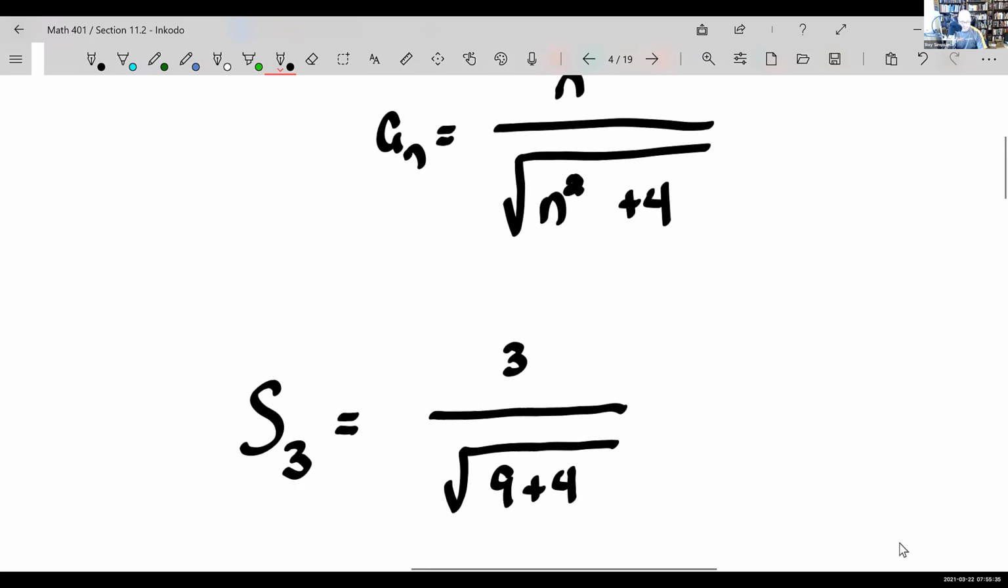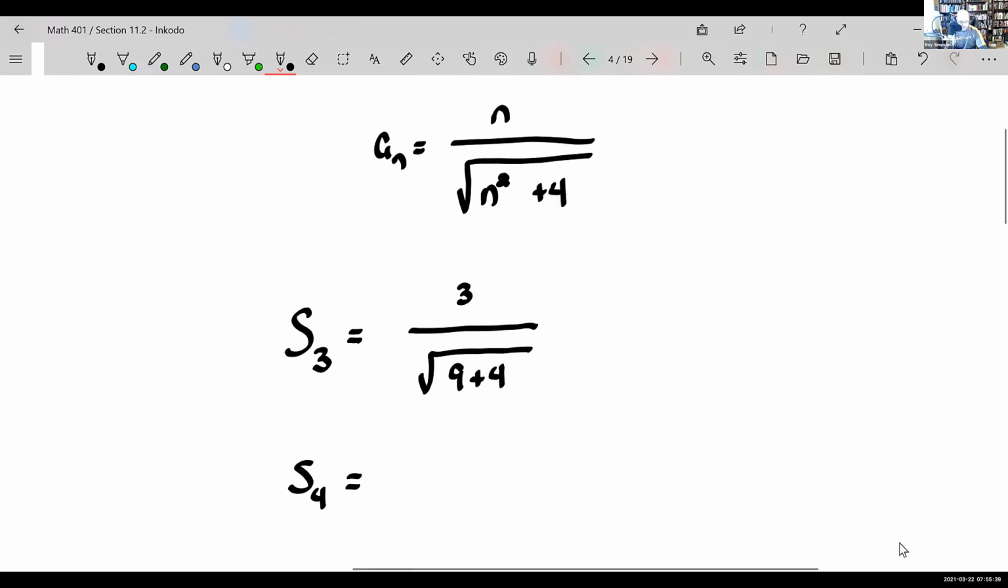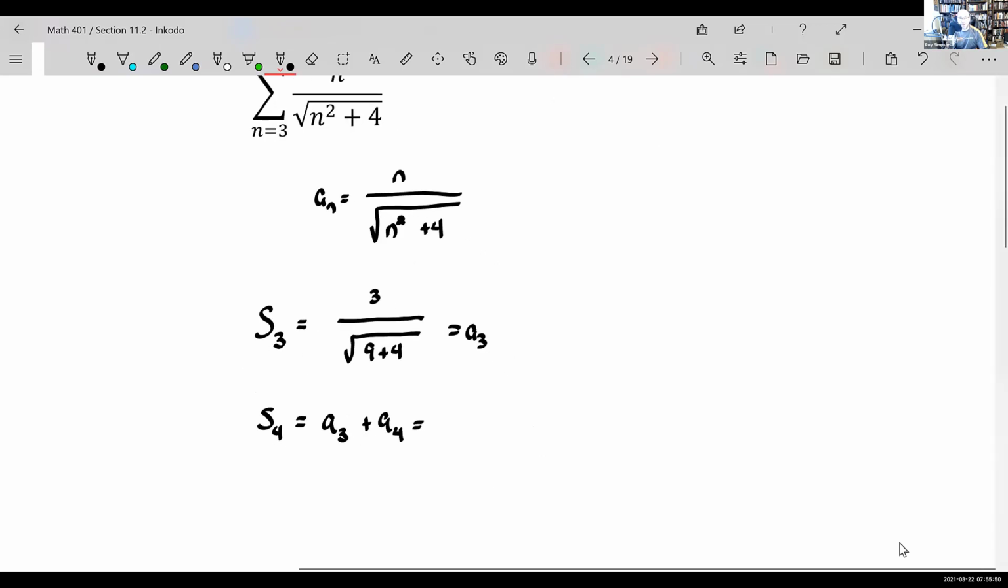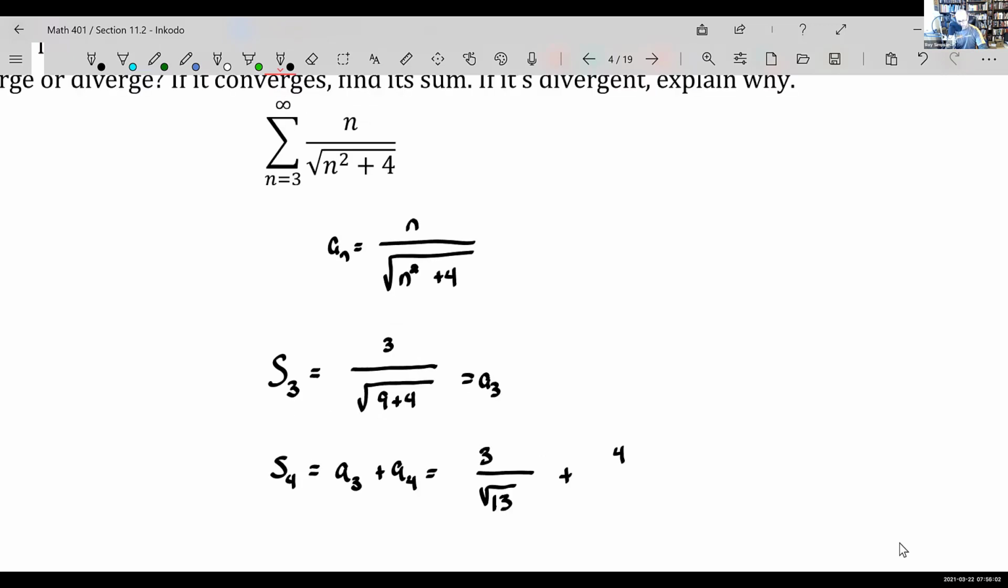So this S sub 3 is just going to equal A sub 3 itself. I should probably write that in. And S sub 4 is just going to be A sub 3 plus A sub 4. Again, because our sequence is not defined to start at 1. So just be careful about that. Not a huge deal. People usually don't have an issue with that. But so we knew that A sub 3 is 3 over root 13. I'm just going to write it that way. Plus A sub 4 is 4 over root 16 plus 4, or root 20.